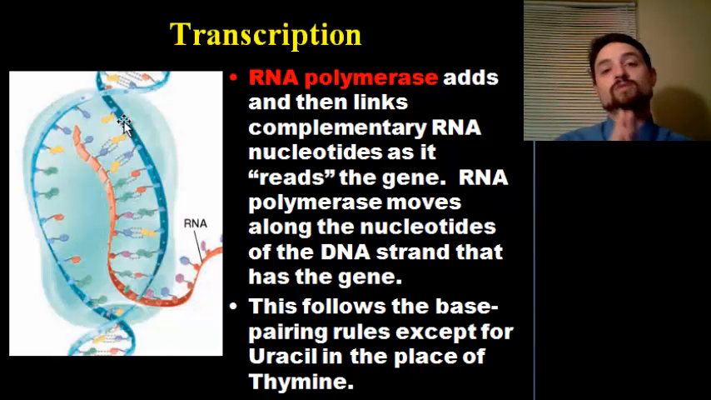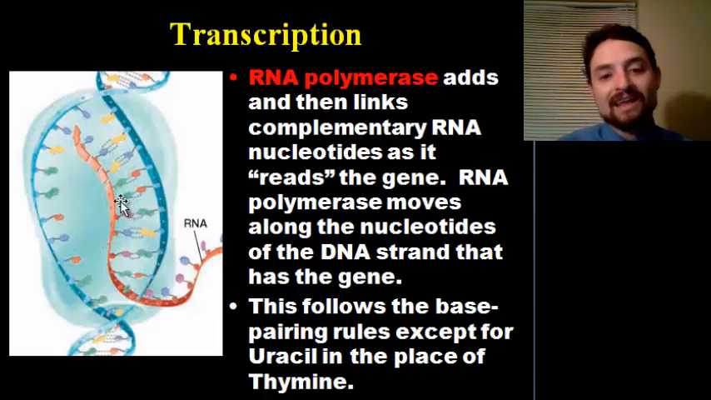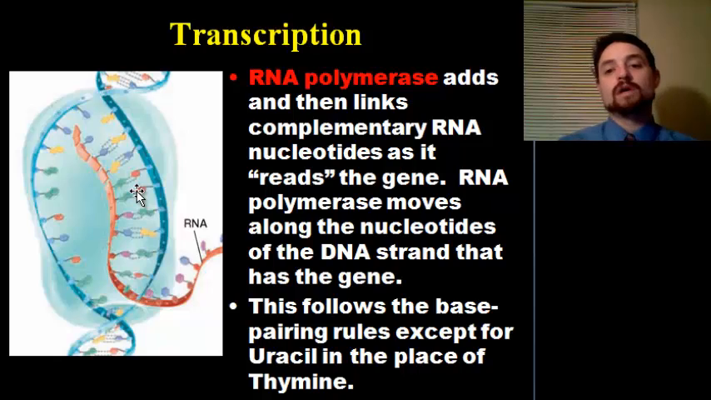When RNA polymerase has exposed these bases, it will then add the correct RNA nucleotides. It reads the gene, and as it reads it, it attaches the correct RNA nucleotides to the DNA. These do not stay attached, though. They will come off of the DNA and be a single strand out here that will leave the nucleus.